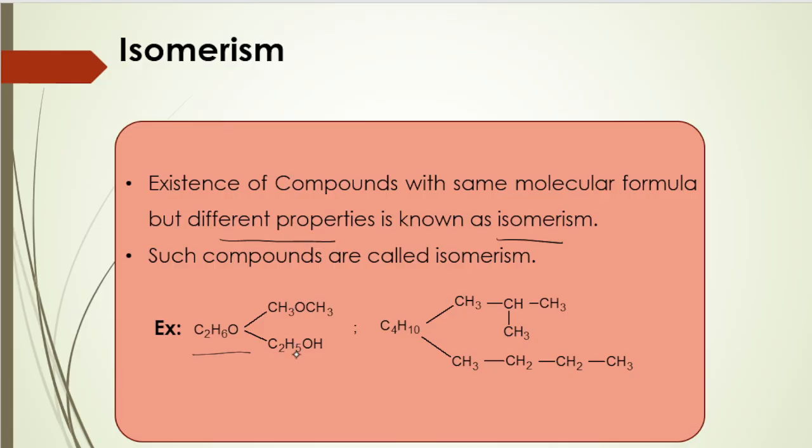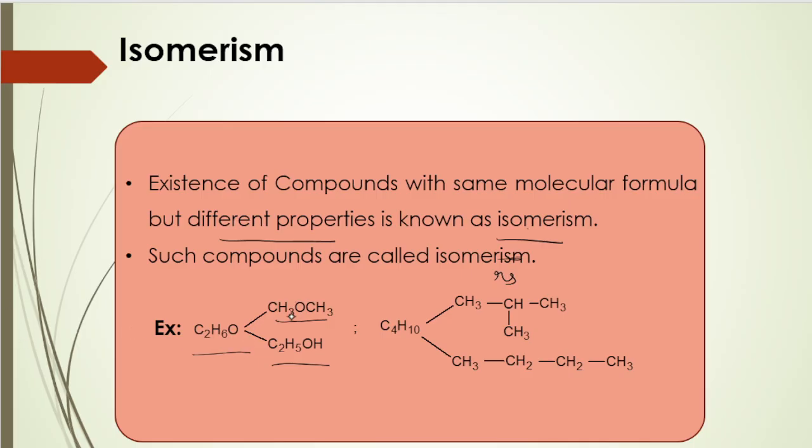Suppose we consider these two compounds, CH3OCH3 and C2H5OH. They have the same molecular formula, C2H6O, but they differ in their properties. One is an ether, and if you consider C2H5OH, it is an alcohol. They differ in their properties, but they have the same molecular formula. This type of phenomenon is nothing but isomerism, and such compounds are called isomers.